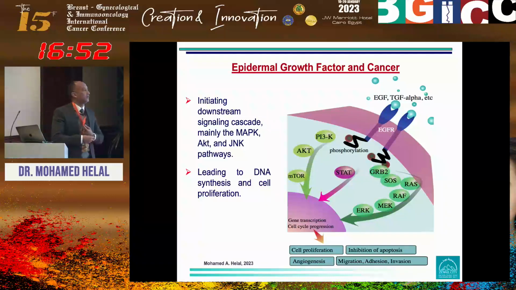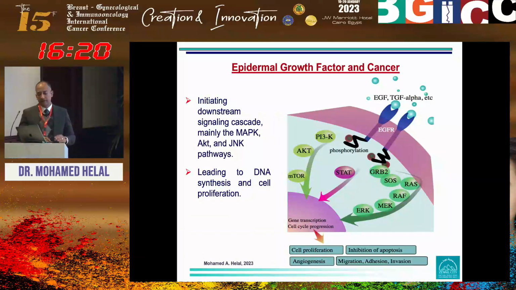Epidermal growth factor receptor is a key player in various types of cancer, especially lung cancer and breast cancer. It stimulates, by phosphorylating, a lot of downstream effector molecules and kinases, initiating the signaling cascade mainly in the MAPK, AKT, and JNK kinase pathways. And this eventually leads to stimulation of cell proliferation, inhibition of apoptosis, angiogenesis, migration, adhesion, and invasion, and finally to metastasis of some important or stronger types of cancer.